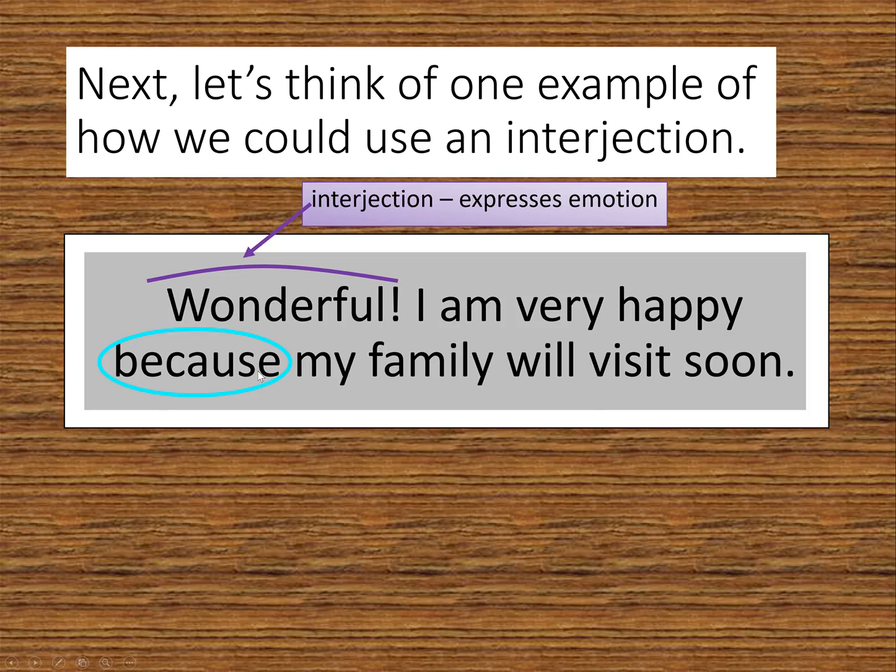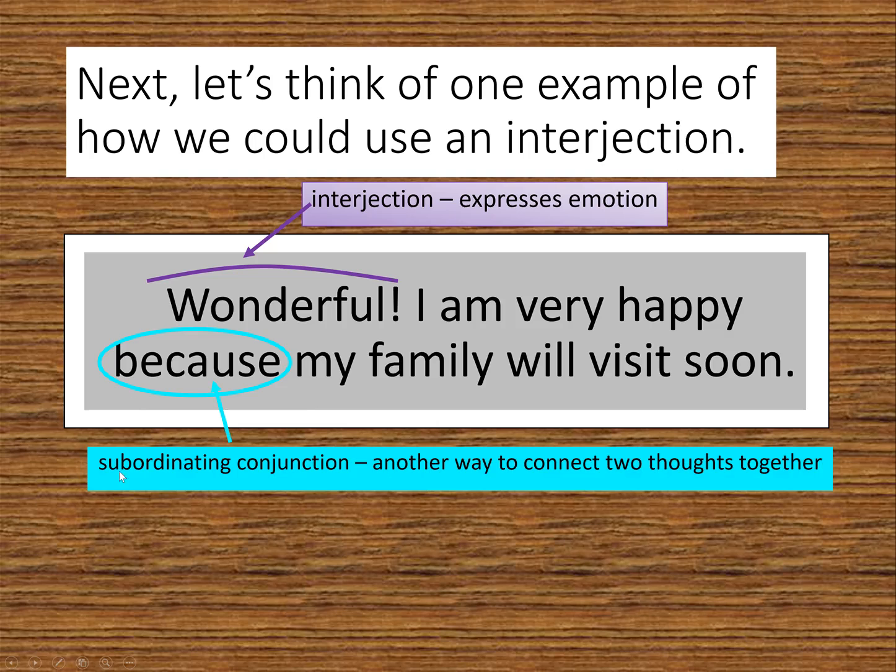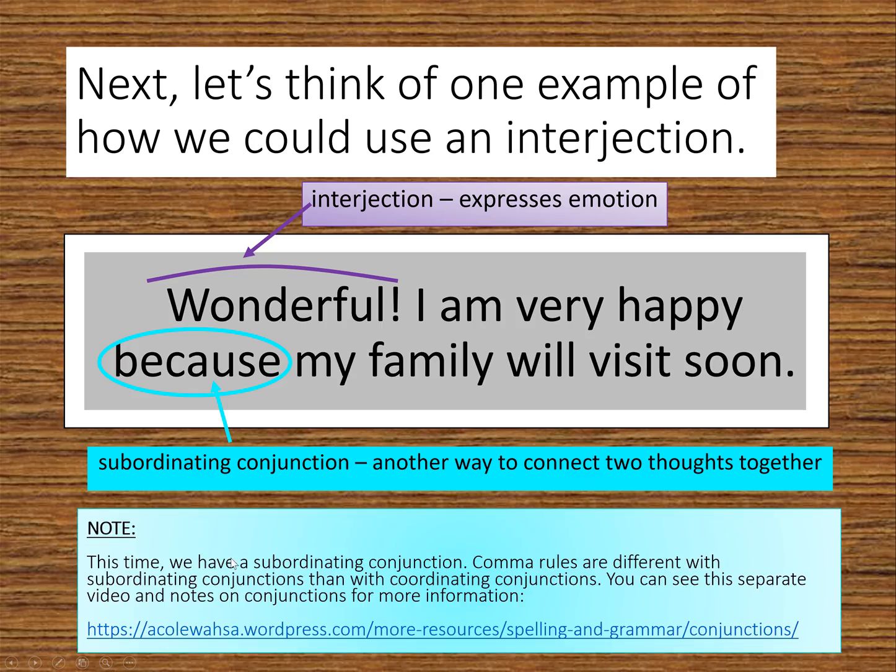Let's look at the word because here. All right, here's a great opportunity to show you an example of probably the most common subordinating conjunction. So I mentioned earlier coordinating conjunction, but here is a subordinating conjunction. So a subordinating conjunction is another way to connect two thoughts together. So as I mentioned before, I have a separate video and notes all about conjunctions, where I go into more detail about the difference between coordinating conjunctions and subordinating conjunctions. All right, so again, this time we have a subordinating conjunction. So comma rules are different with subordinating conjunctions than with coordinating conjunctions, right? So here's the link to the separate video and notes that I mentioned.